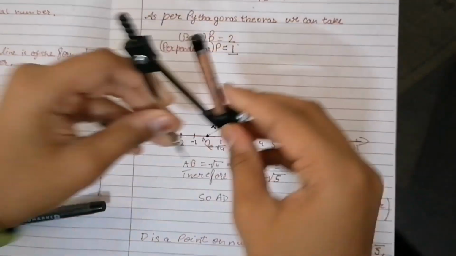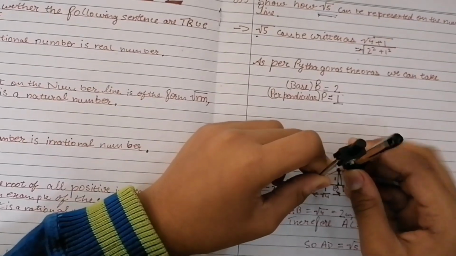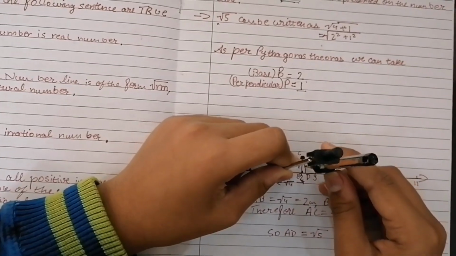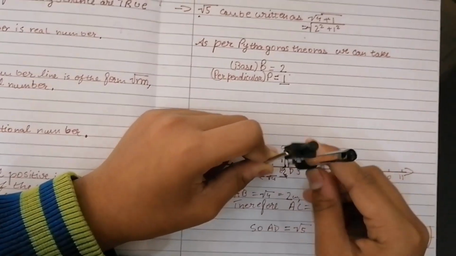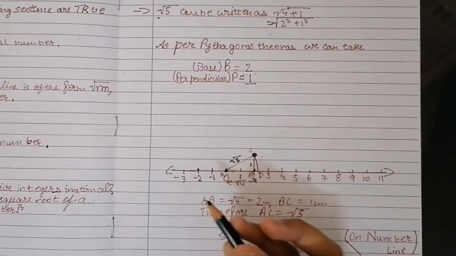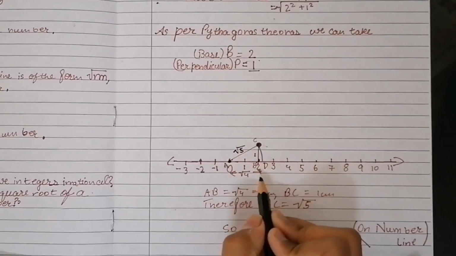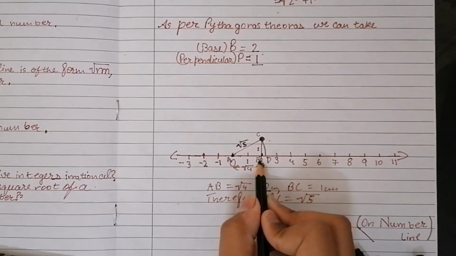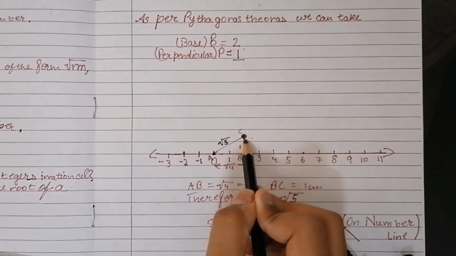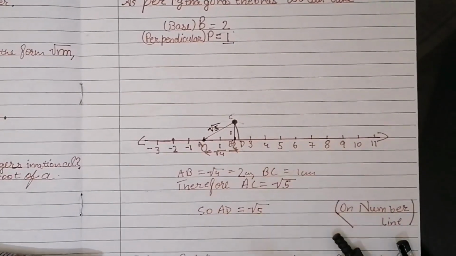Now we have to take a compass and construct an arc from 0 to the point C, as we have done here. Now we have to mark the sides. The 0 is A and the second unit is B and this point is C, and the place where we have made the arc is point D.